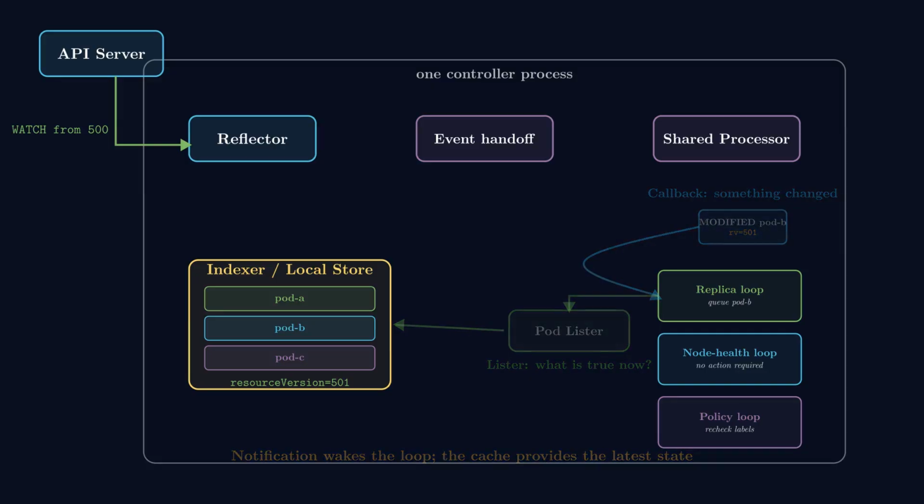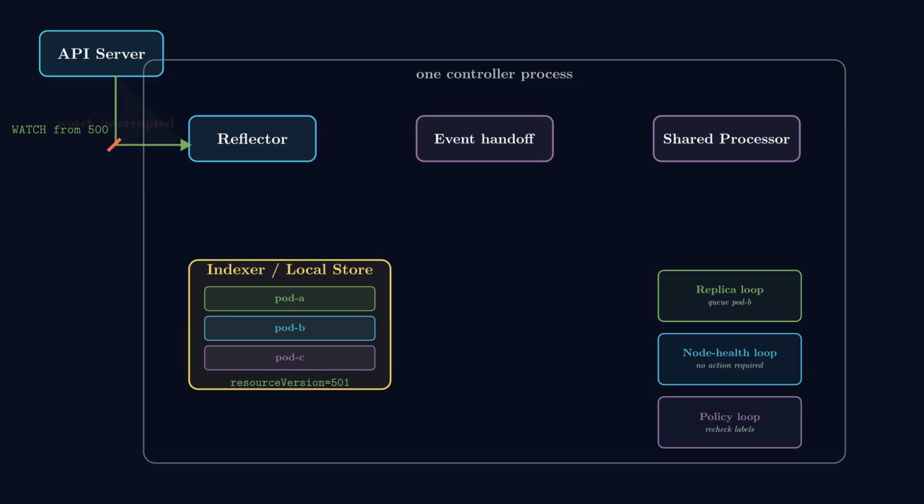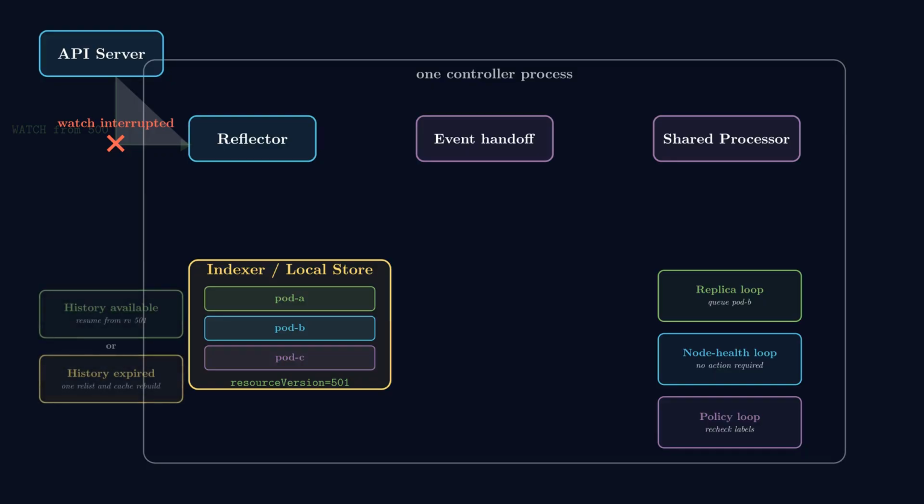The informer also centralizes recovery. If the watch connection breaks, the reflector first tries to resume from the last resource version. If that history has expired, it performs one fresh list and rebuilds the shared cache. The local controllers, of course, do not each run their own recovery against the API server.